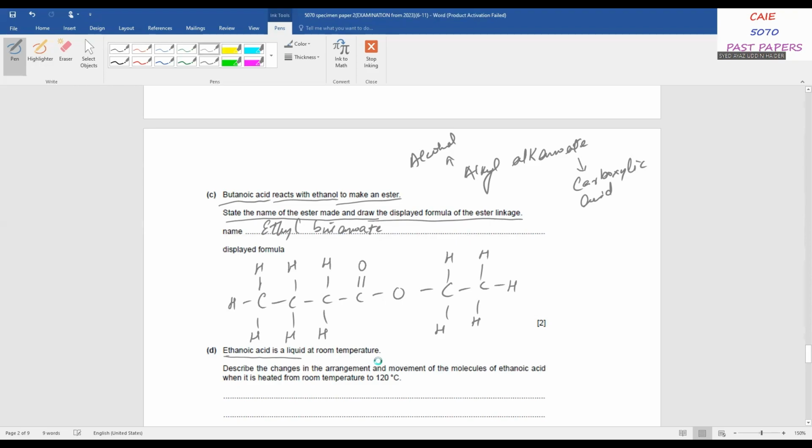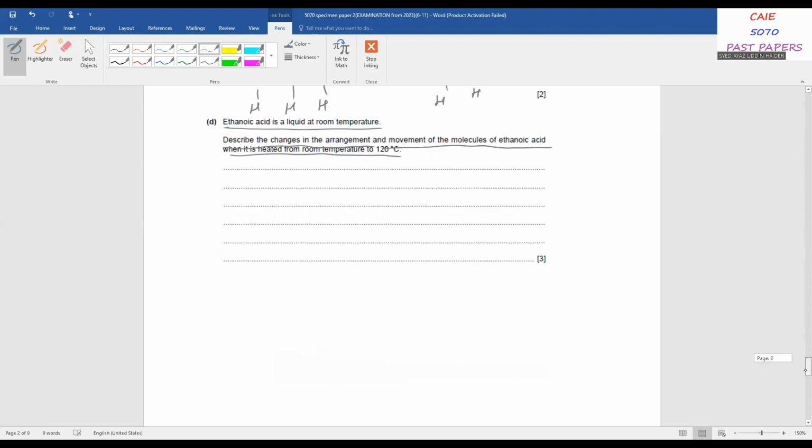Ethanoic acid is a liquid at room temperature. Describe the changes in arrangement and movement of molecules of ethanoic acid when it's heated from room temperature to 120 degrees centigrade. So, a 3 marks question. The molecules have more kinetic energy as temperature increases.